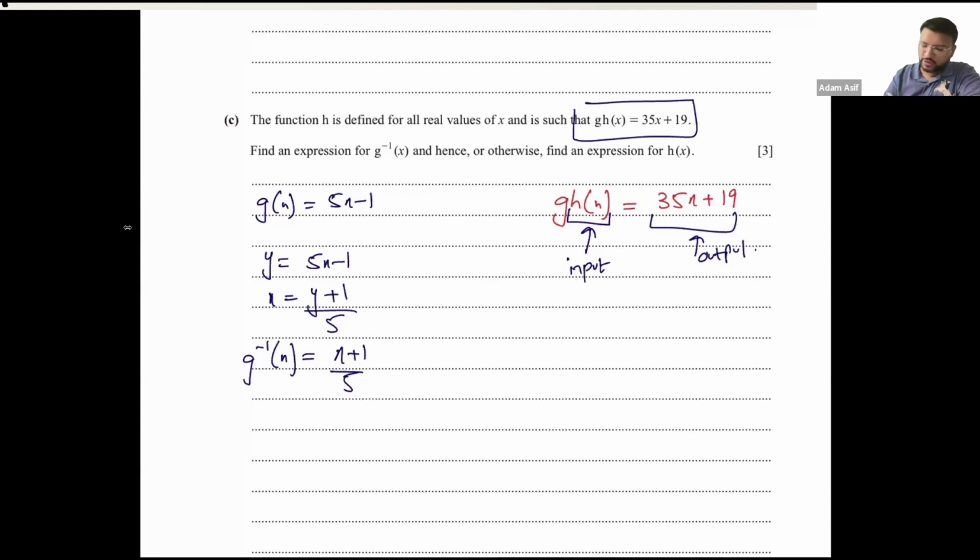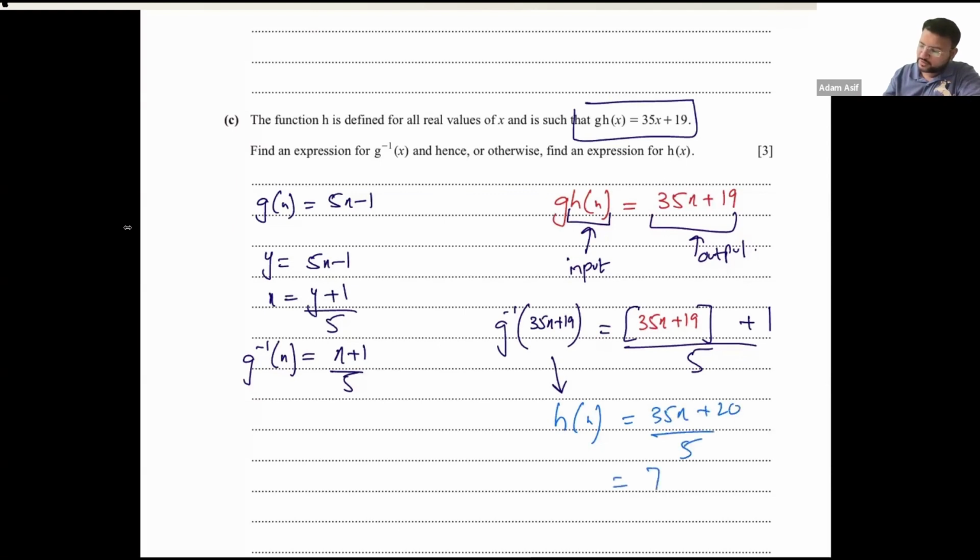So in an inverse function, if you plug in the output, you get back the input. So in g inverse, whose function is (x plus 1) upon 5, if I plug in 35x plus 19, I am going to get h of x. Does that make sense? If I plug in 35x plus 19 as the input, I get h of x. 35x plus 20 divided by 5 is 7x plus 4. So h of x will be 7x plus 4.